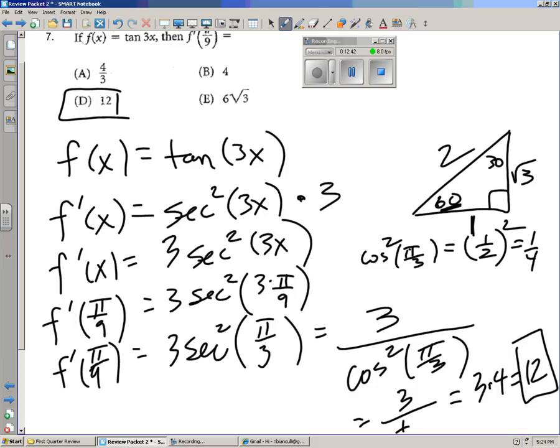And yes, you do need to know trig. As some of you brought up, yes, you do have to have a knowledge of how to get that value.